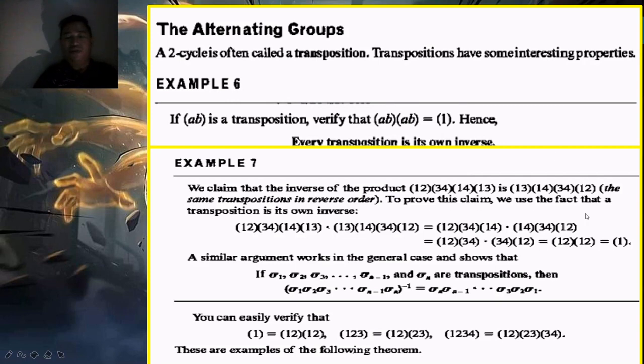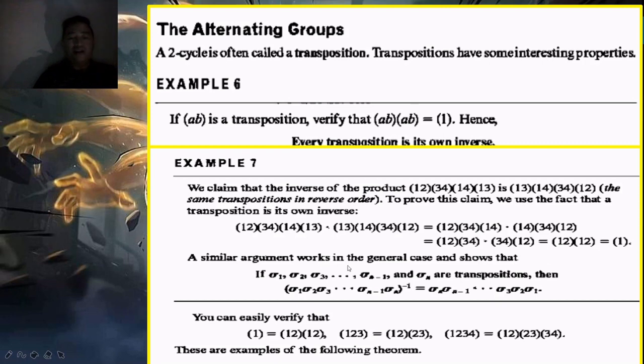So, to prove this claim, we use the fact that a transposition is its own inverse. Okay. Its inverse is itself. When 1, 3 and 1, 3 are paired, they become the identity. The same with 1, 4 and 1, 4, they become the identity. Next 3, 4 and 3, 4 also disappear because they become the identity, then 1, 2 and 1, 2 are left, which is equal to the identity.